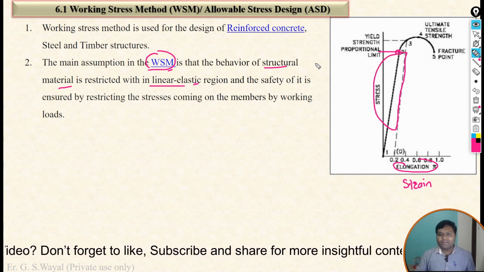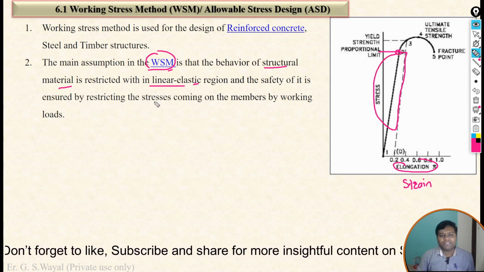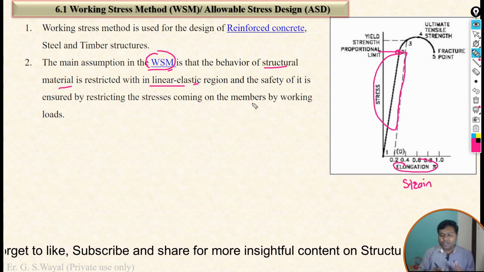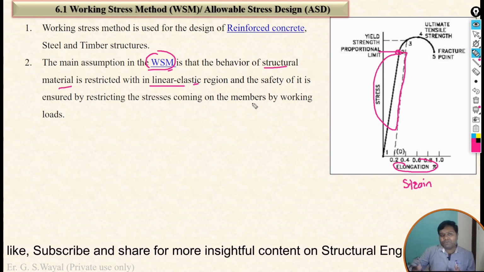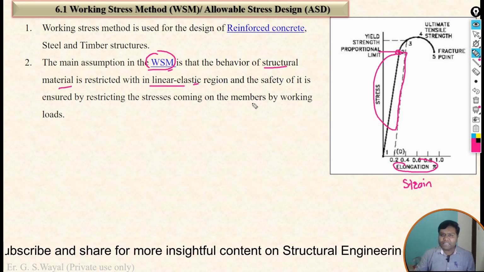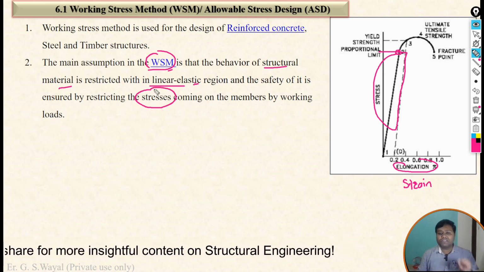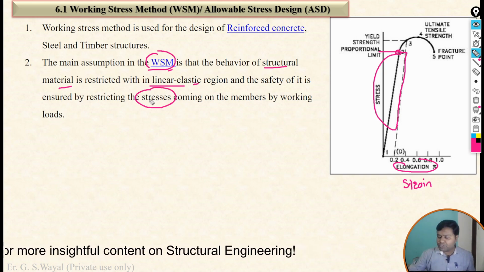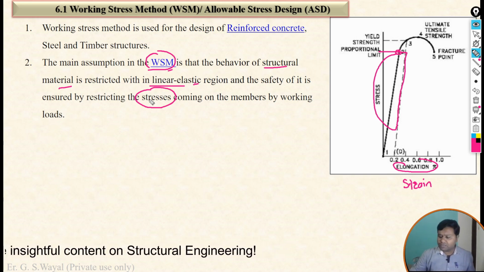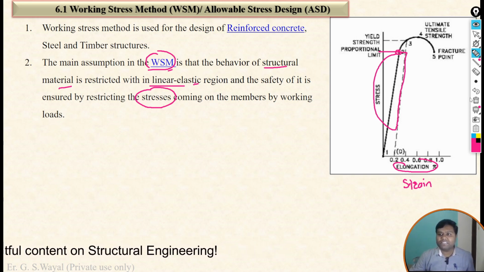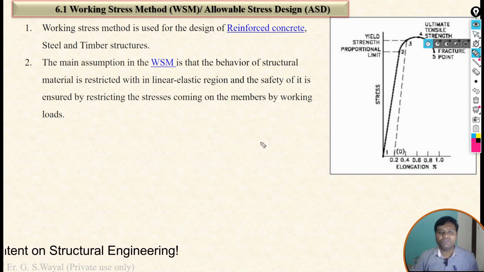Okay, and the safety of it is ensured by restricting the stresses coming in the member. Means when we are designing any member by using the working stress method, we are focusing only on the stresses produced in the member. So this is the most important thing that we need to keep in mind while designing any member by using the working stress method.